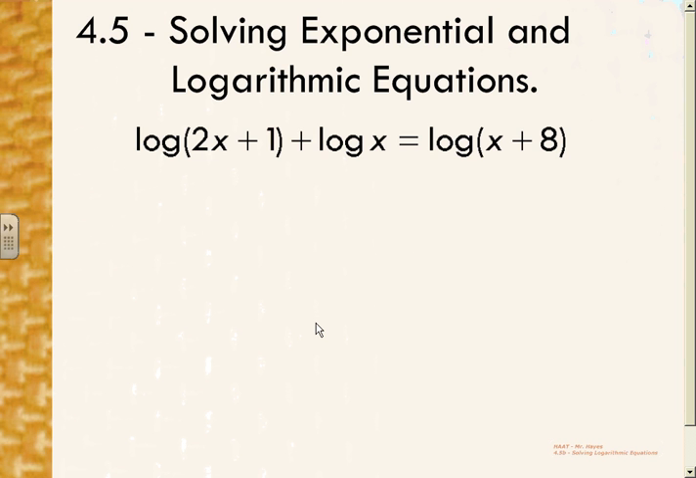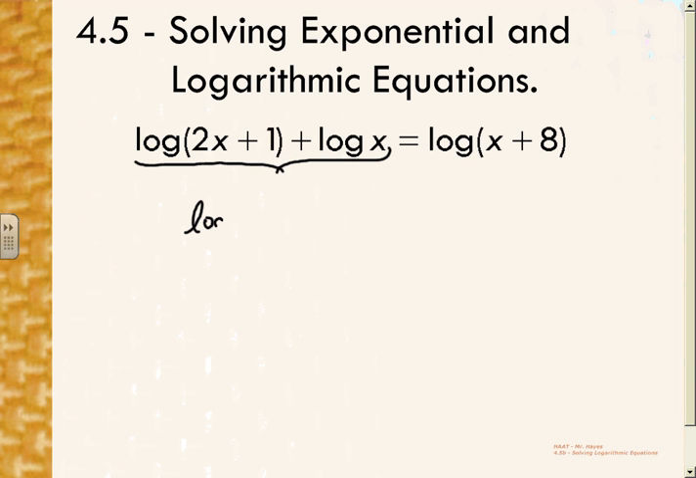First of all, you have to remember all your logarithm properties from before. Remember, if I'm adding two logs together, you can rewrite that as a single log. And that's going to be pretty much the whole name of the game here. You want to be able to write as much as you can as a single log on one side.